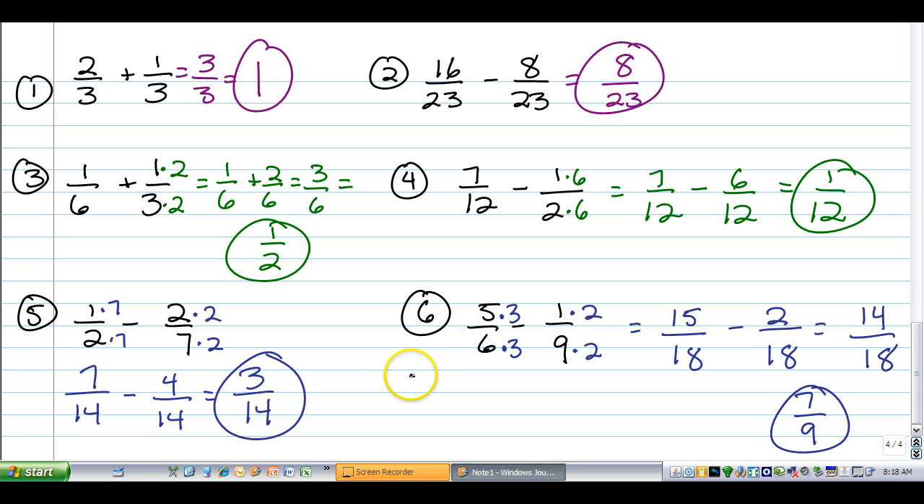All right, our last no easy, I've got 6 and 9, and I can turn them into 18. All right, 6 times 3 is 18, and I have to multiply the 5 by 3 then. 9 times 2 is 18, and then I have to multiply the 1 by 2. So this then changes to 15 18ths minus 2 18ths, which gives me 14 18ths, and then I simplify it to 7 9ths.